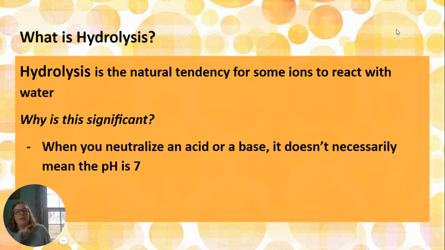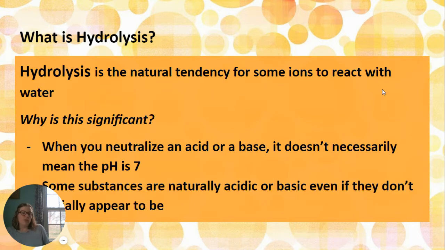One of them is when you neutralize an acid or a base, it doesn't necessarily mean that the pH, when they're perfectly neutralized and canceled out, is a 7. And that's something we kind of assume. We're like, oh, well, if we neutralize the acid and the base and there's nothing left but water and that salt, it must be pH 7 neutral. No, unfortunately, sometimes the stuff that's left over, that salt, will actually cause the pH to be slightly acidic or slightly basic based on what's going on with it.